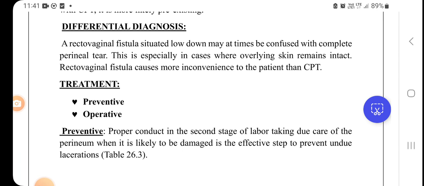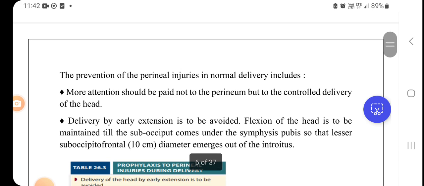In preventive, there is proper conduct of the second stage of labor, taking due care of the perineum when it is likely to be damaged, and it is an effective step to prevent undue lacerations. So once you find that there is a chance of getting a perineal tear, you have to take undue care to avoid damage to the perineum. Then the prevention of perineal injuries in normal delivery includes giving more attention to the perineum, with controlled delivery of the head. Delivery by early extension is to be avoided.